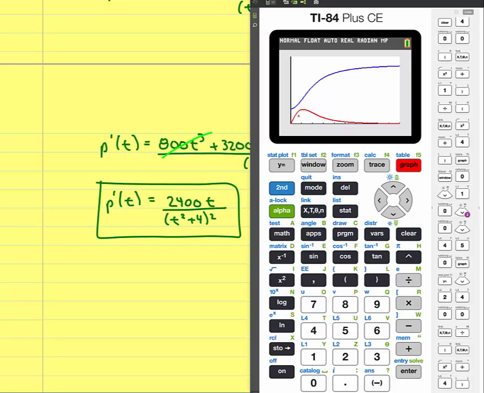I want to know when it's the fastest. This is where the rate of change is the highest then. And it looks like it's happening between 1 and 2 like I thought, maybe closer to 1 though. So let's go ahead and graph this and snap it into our lecture.